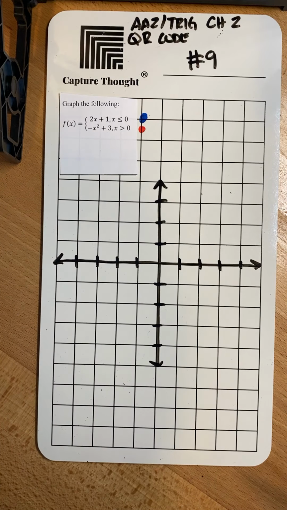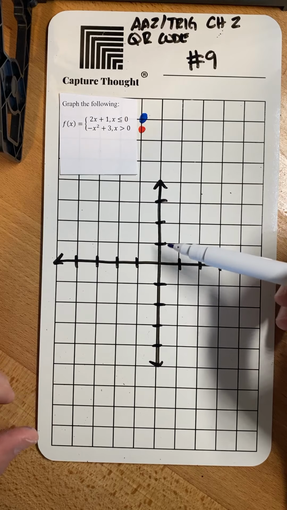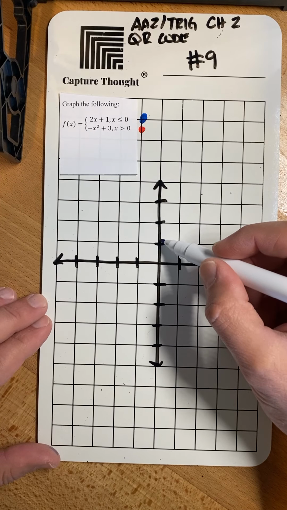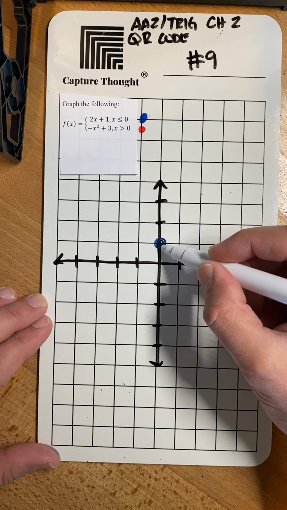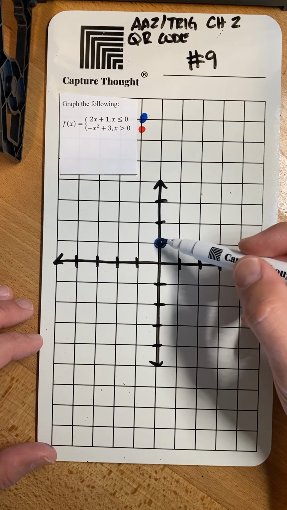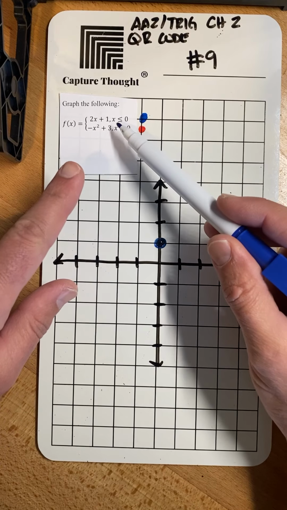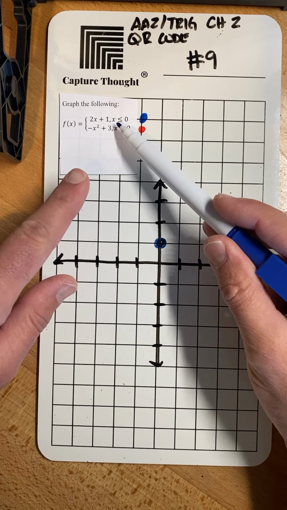So I want to graph the line 2x plus 1 for x's that are less than or equal to 0. So that means it's going to cross the y-axis at 1, so I can go right there. I can color that dot in because it's less than or equal to 0. And the slope is 2. So from here I would go up 2 and over 1, but I only want this to be for x's that are less than or equal to 0.